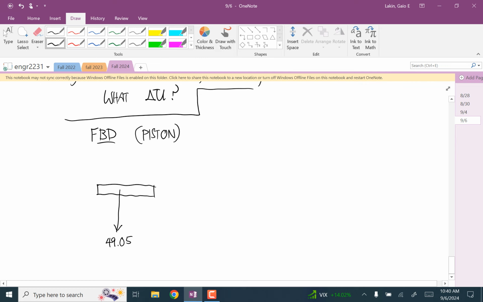Okay. And then there are two other forces acting. One is the force pushing down on it from the atmosphere. So that is the atmospheric pressure times the area of that cylinder. And then the other one is the pressure of the gas pushing up on the piston. And so that is the area of the piston times the P that we're trying to calculate.